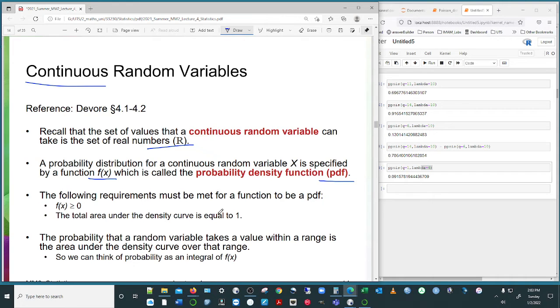The following requirements must be met for a function to be a PDF, and that is it needs to be 0 or positive, and the total area under the curve is equal to 1. Now that's the probability, isn't it? 0 to 1. The probability that a random variable takes a value within a range is the area under the density curve of that range. So we think of the probability as an integral.